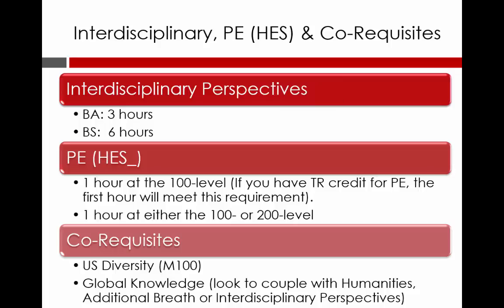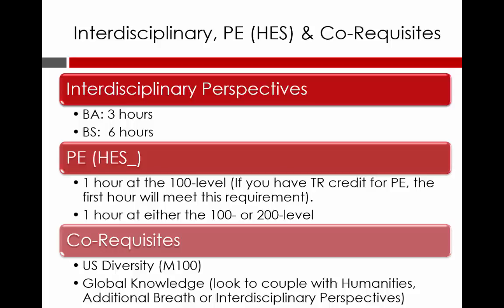The next sections we will cover are the Interdisciplinary Perspectives, Physical Education, and Co-Requisite sections. Each Economics BA student is required to complete 3 hours of interdisciplinary coursework, and BS students must complete 6 hours. These courses combine in-depth material for multiple academic disciplines. You will get a general idea of these courses if you click on the Requirement Details button and look at the options for fulfilling this requirement.